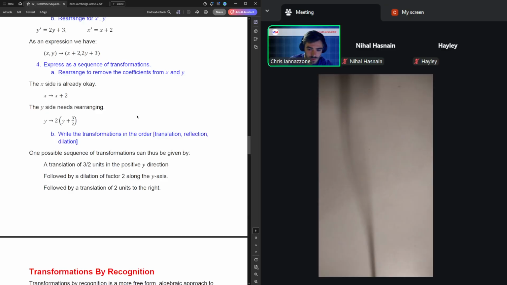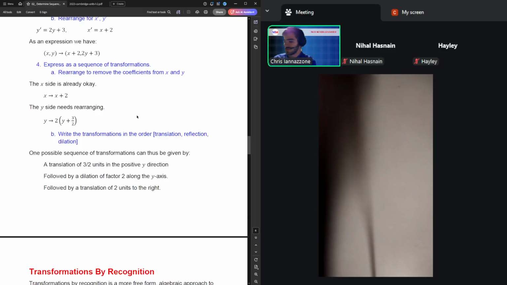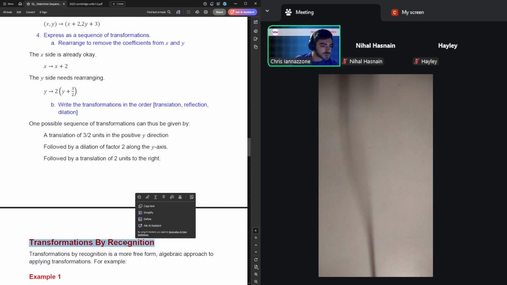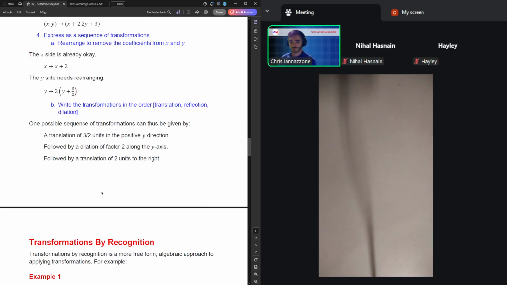Any questions about that one? Should we try and do an example live together, or do you want to see the other alternative way of going about it first? Is it a different process for DRT?